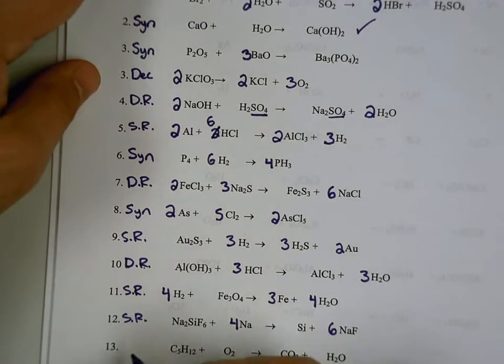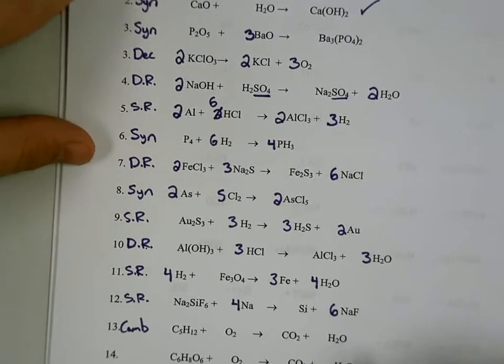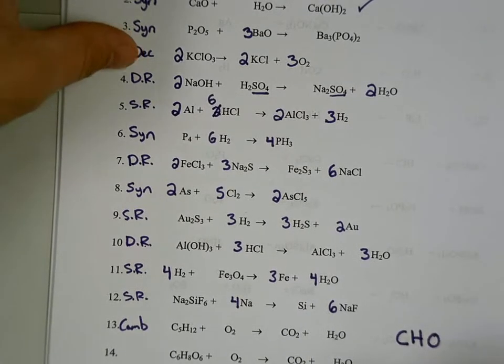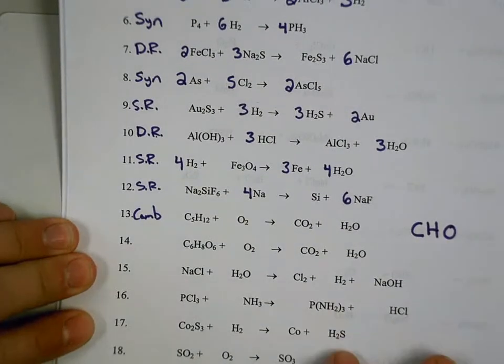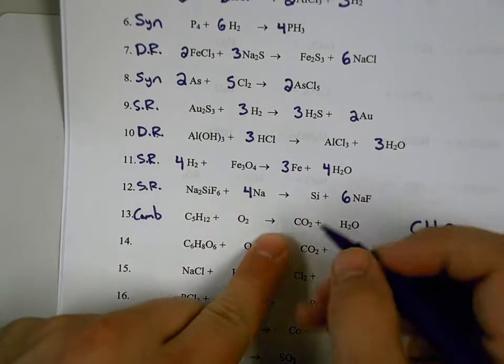For question 13, C something plus O2. This looks like a combustion reaction to me. Again, the strategy for solving combustion reactions is to balance the carbon first, then the hydrogen, then the oxygen. I call this the Cho method of balancing combustion reactions. So let's balance the carbon first.